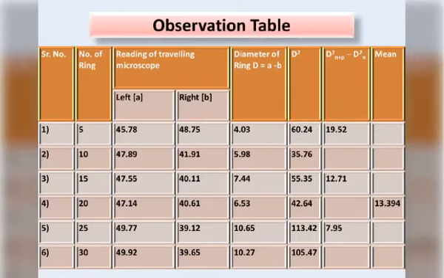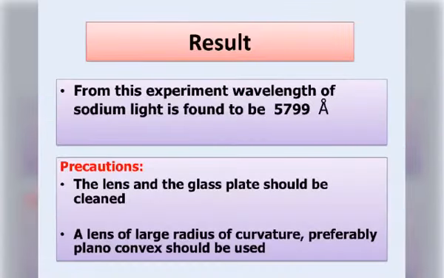Then by measuring the radius of curvature, we put all these values in the formula, which is lambda equals (D n plus p) square minus (D n) square upon 4 into p into R. Then we get the wavelength of the monochromatic light. So this is the observation table.